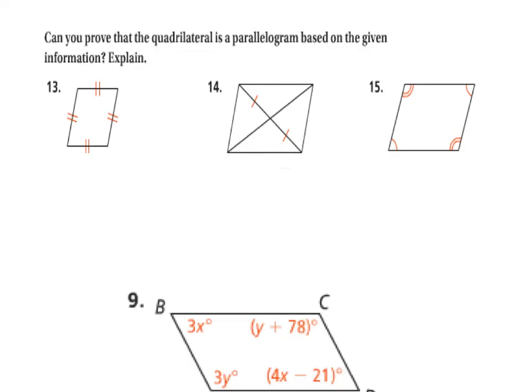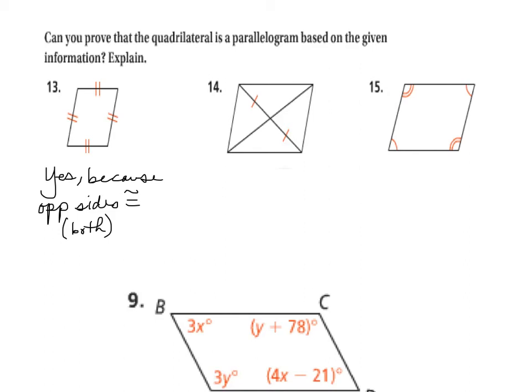Now let's take a look at a couple of examples. Again, pages 2 and 3 are not included in here. It says, can you prove the quadrilateral is a parallelogram based on the given information? In problem number 13, opposite sides here are congruent and opposite sides here are congruent. Can I determine that this is a parallelogram? I sure can, because both pairs of opposite sides are congruent. You can't just use one pair. It has to be both pairs.